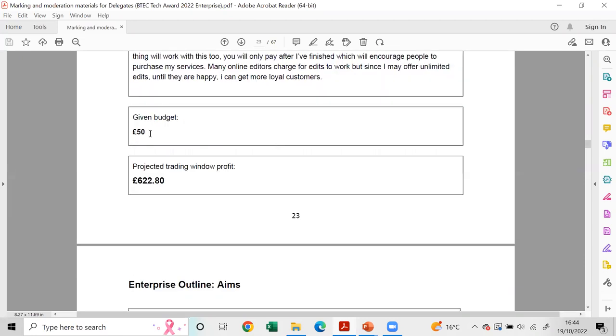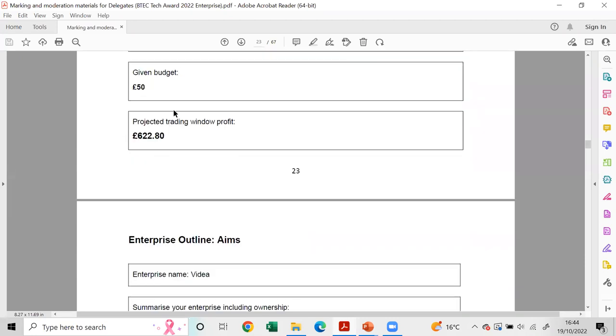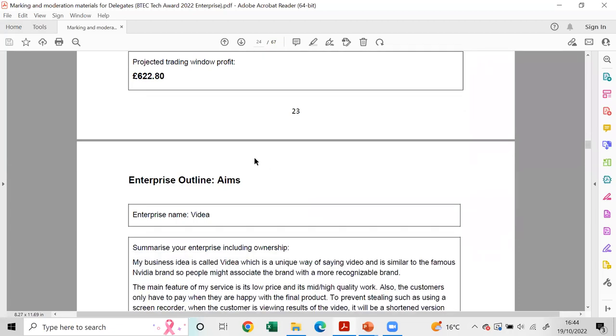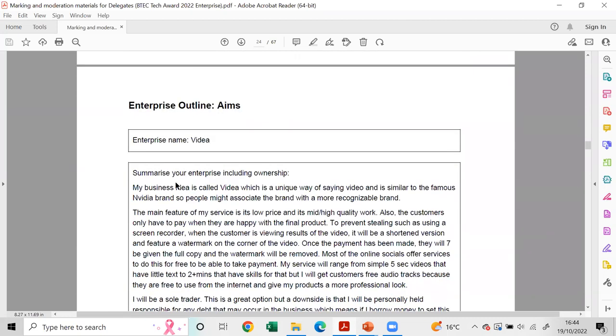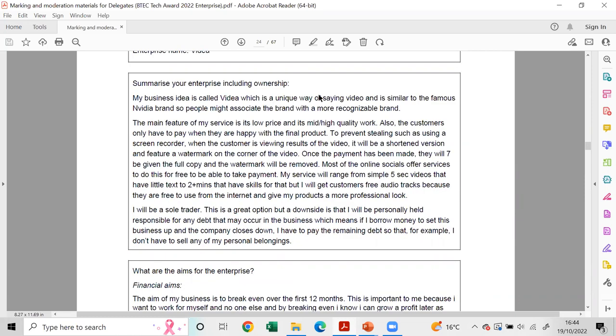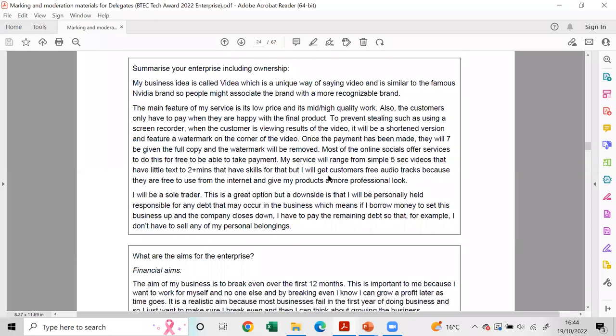The given budget doesn't change, so that's £50 anyway. And this figure of trading profit comes in when you look at the financial information. In terms of the aims, they've then looked at some of these aims. It's called Vidya. What their main feature is, and then it goes on to, I'm trying to just quickly go through, my service will range from 5-second videos.